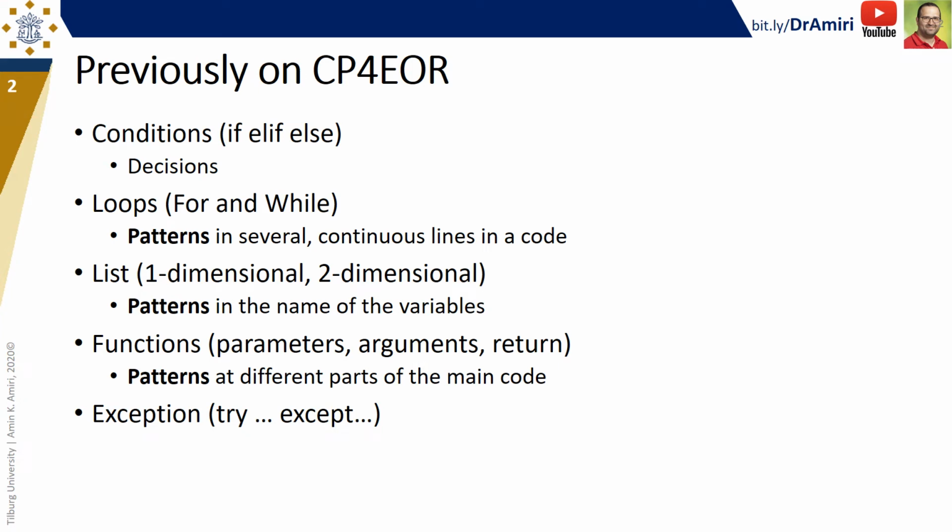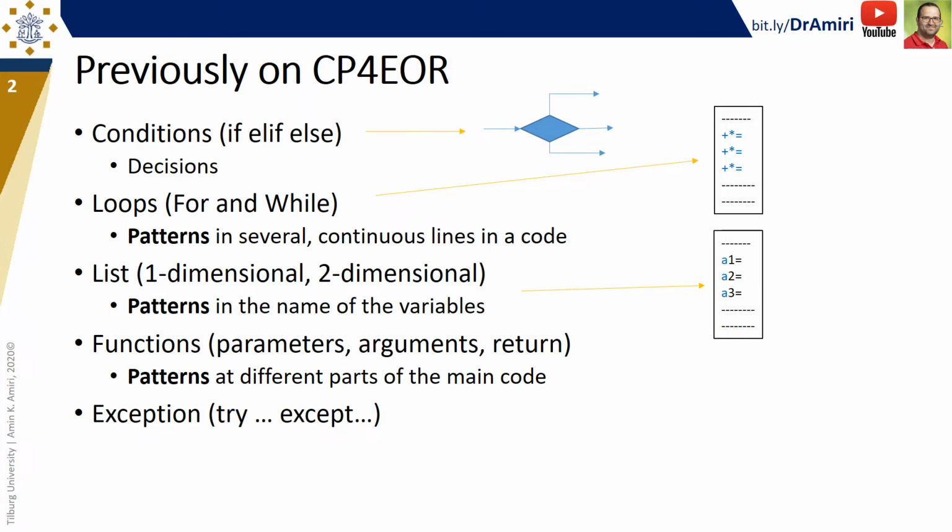To understand this lecture, my assumption is that you are already familiar with conditions, loops, list, function, and exceptions in Python. In the previous lectures, we learned that we use if else statements to make decisions. We turn patterns in several continuous lines in a code into for or while loops. We learned that if the patterns are in the name of the variables, we turn them into one-dimensional or two-dimensional list.